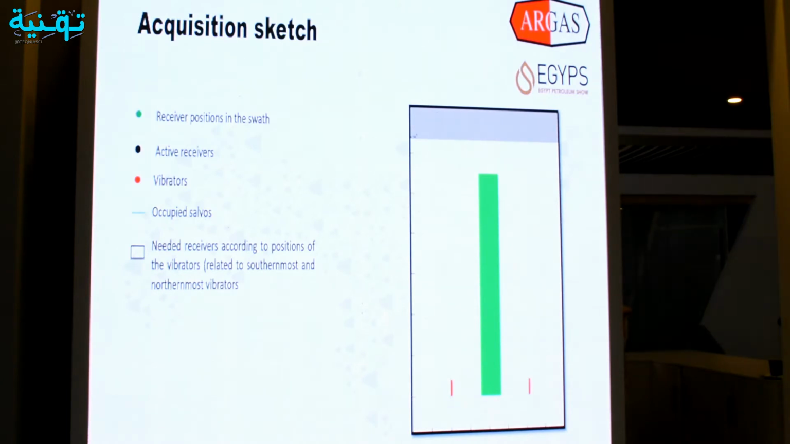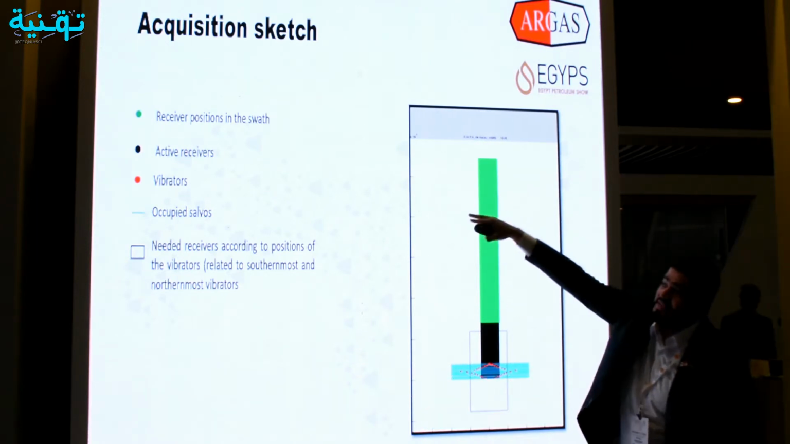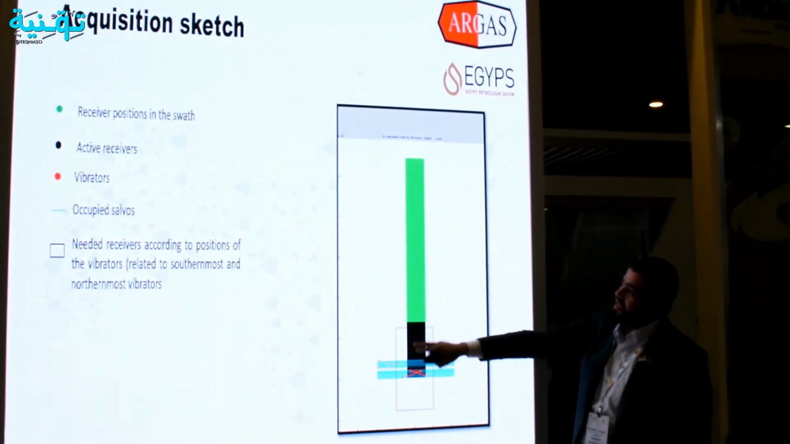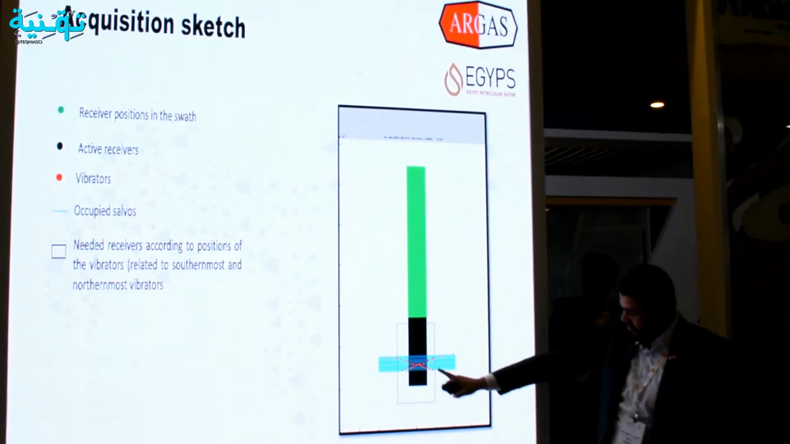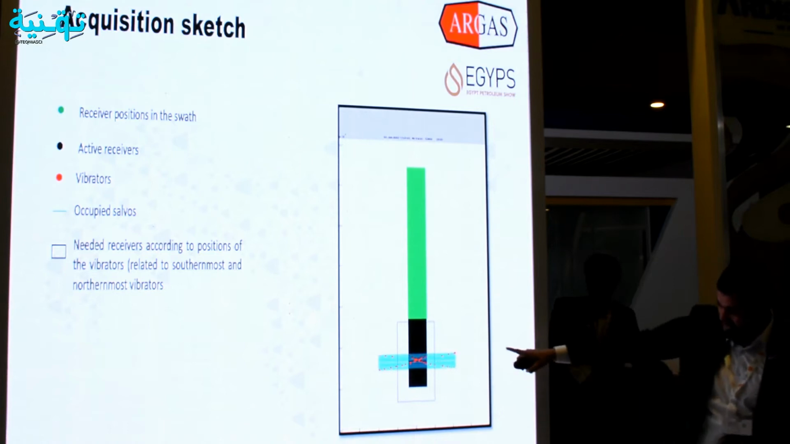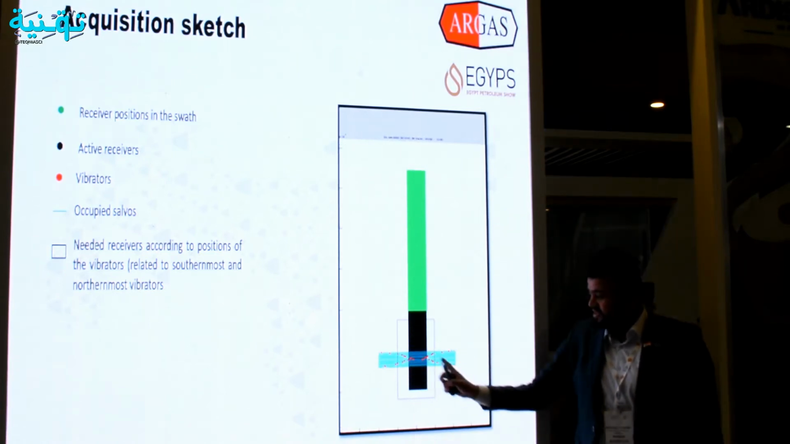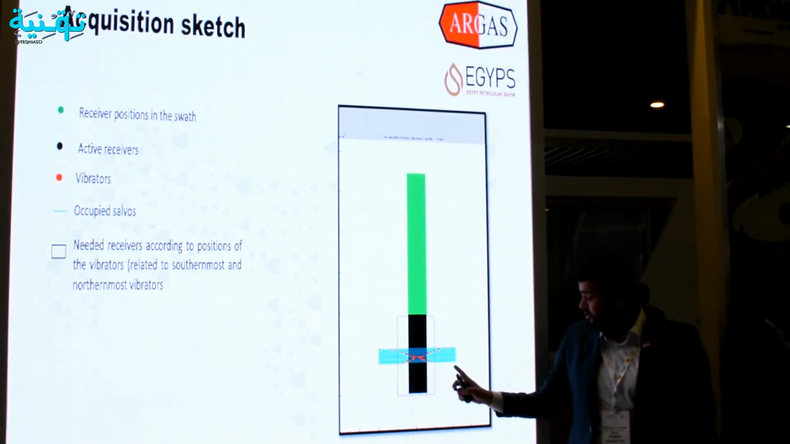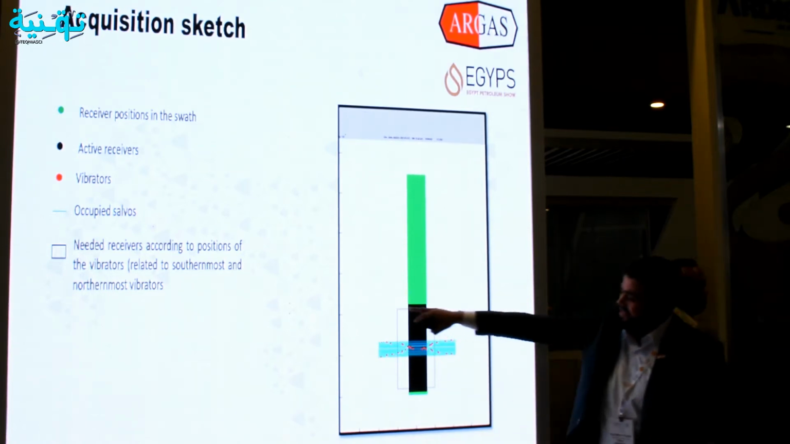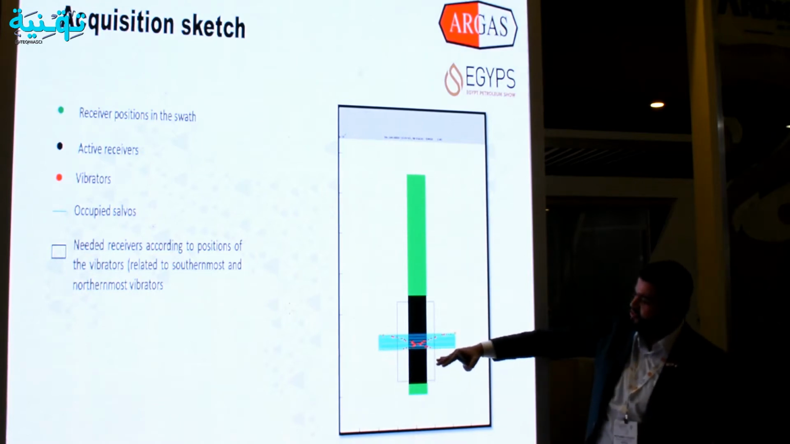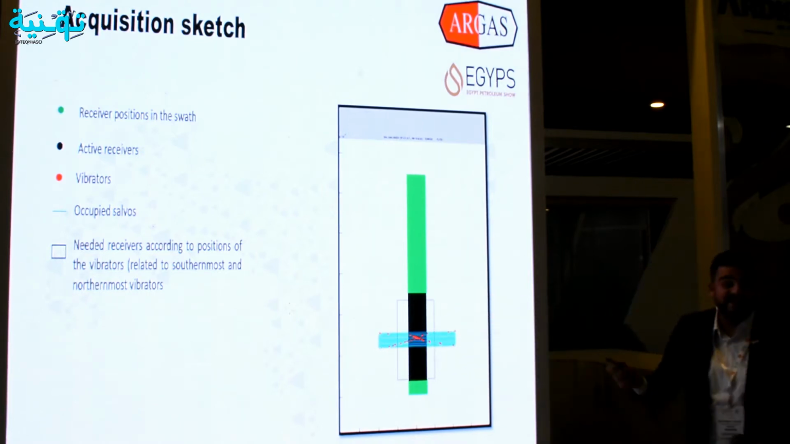This is an acquisition sketch showing the green line for the receiver positions in the spread, and the black dots are the vibrators. Each vibrator, as you can see here, shoots sparsely, as random as possible in both time and space. And this is the batch of receivers that is needed in order to move to the next source file.